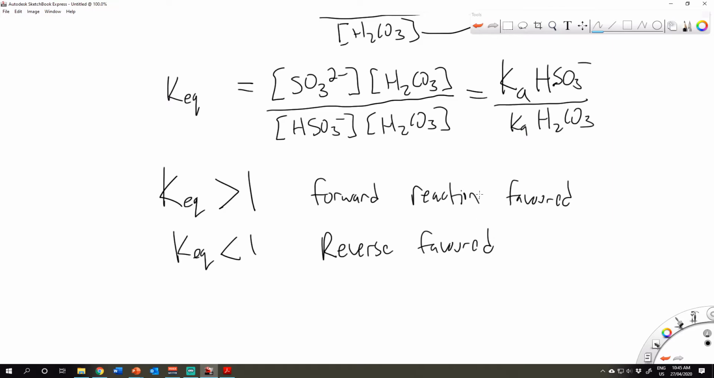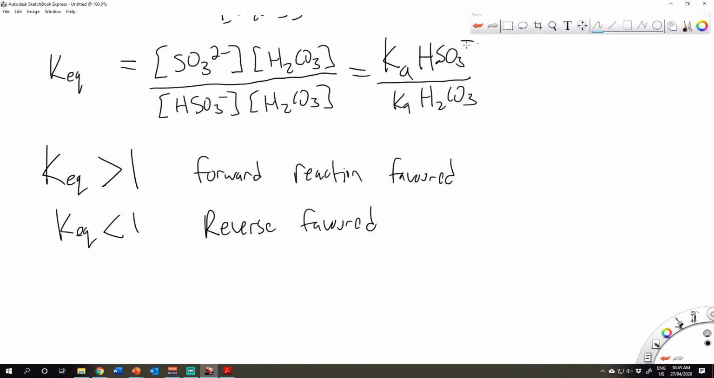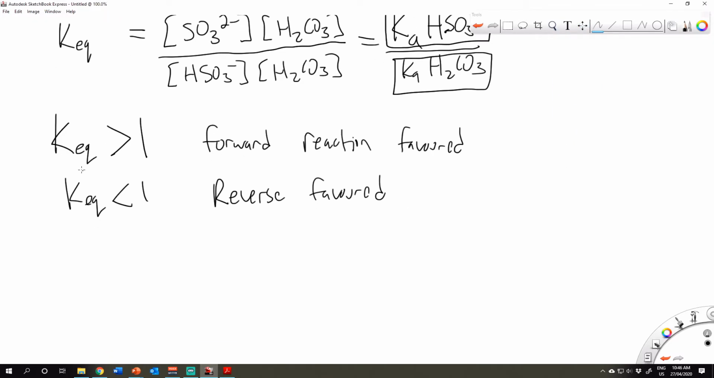Now, rather than actually calculating all of those values for the concentrations, all we need to do is ask: do I know the Ka of HSO3-? Do I know the Ka of H2CO3? If I know those two, then I can calculate my KEQ and determine which reaction is favored. So I'll write out the equation again.